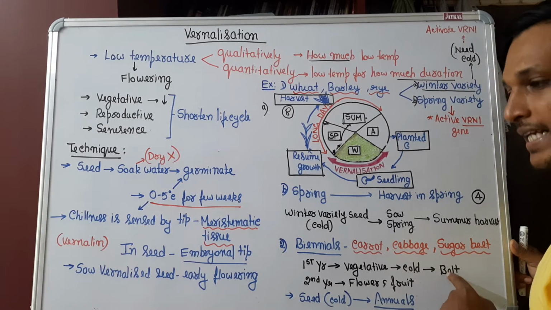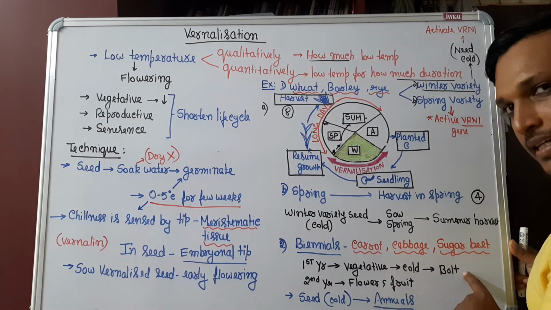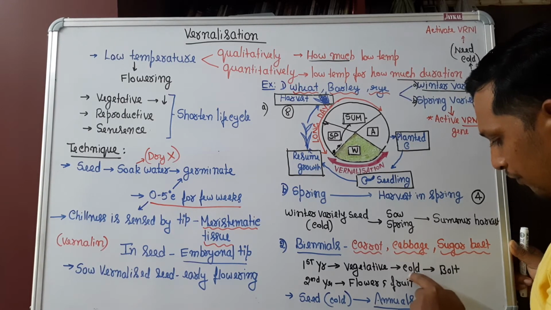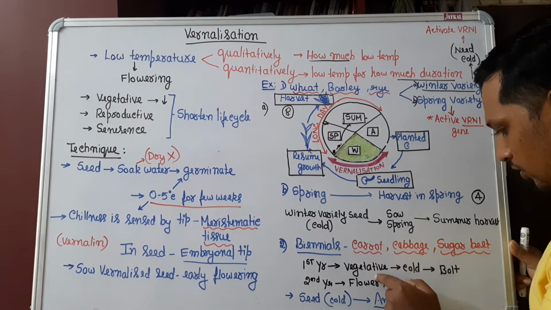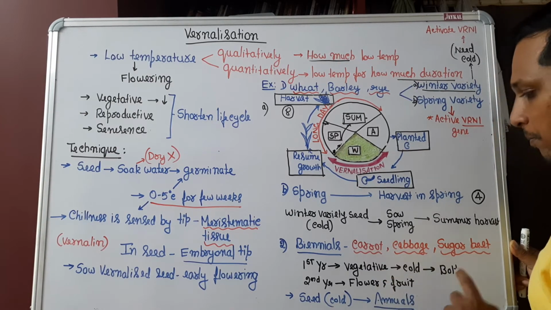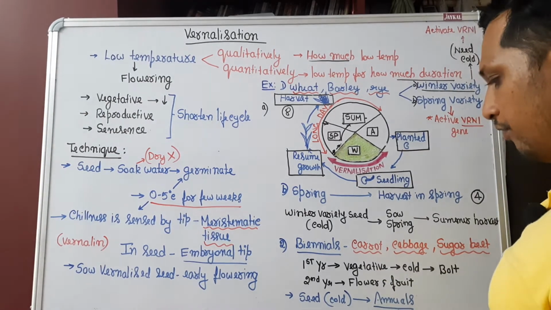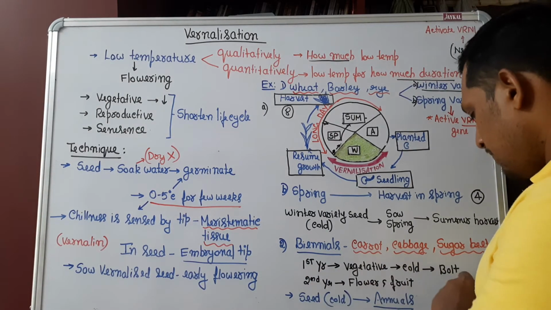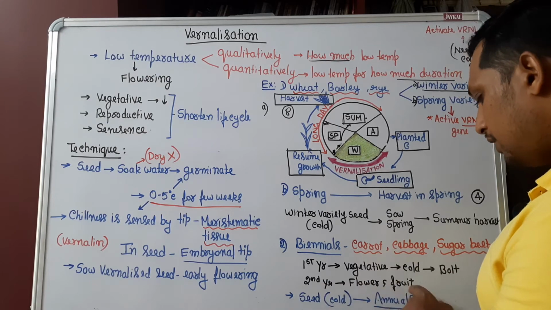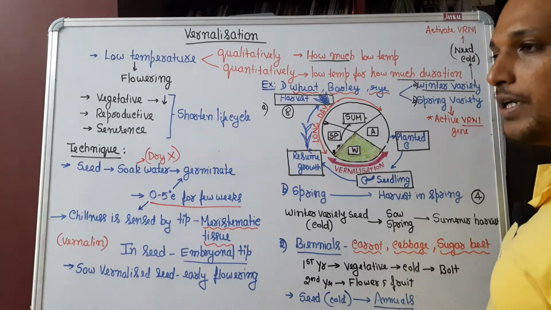Bolting is performed by gibberellic acids, gibberellins. Hence, if you use gibberellin, you need not wait for cold. When you use gibberellin on a rosette plant, it will bolt. That is one more question which can be framed. So, in the first year, biennials undergo bolting. In the second year, they produce flower and fruit because they are exposed to cold temperature.